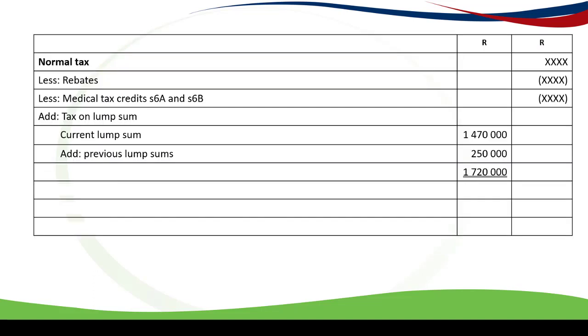So if we get back to our example, we've got in this example now a cumulative lump sum of 1,720,000 rand. We're going to use the retirement tables, which means that we minus 1,050,000 rand from the 1,720,000. That gets taxed at 36%, and to that we add 130,500 rand according to the table, and that gives us a total of 371,700 rand. But that's on the cumulative lump sum amount.